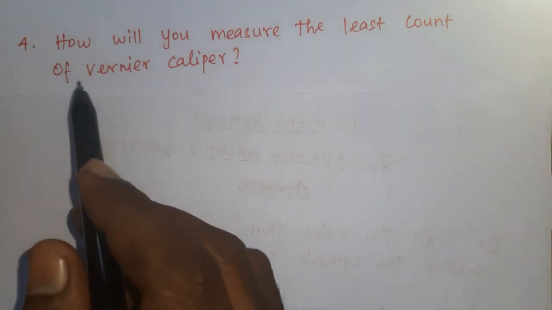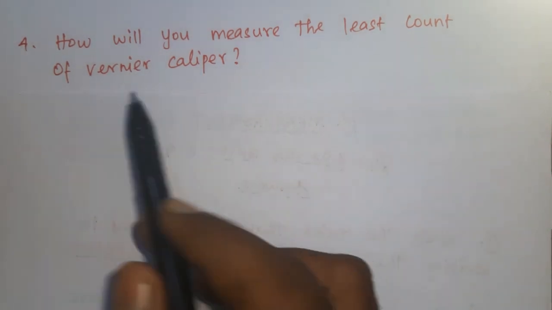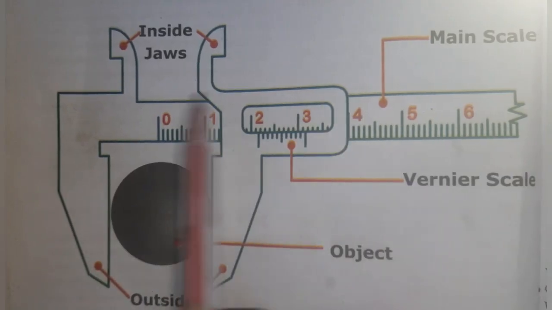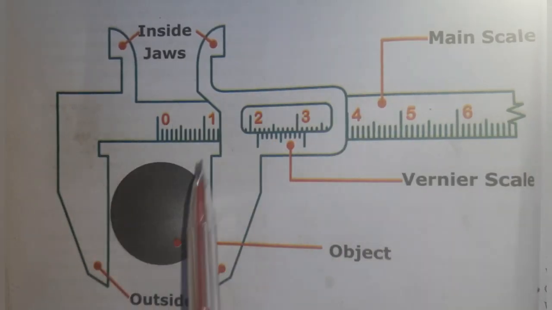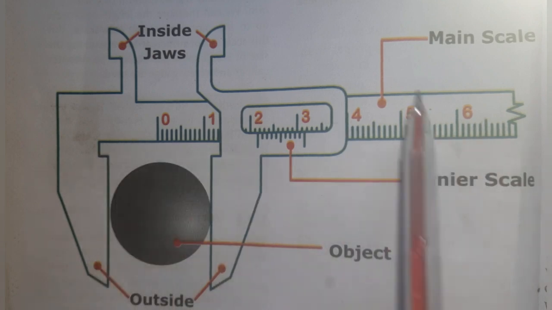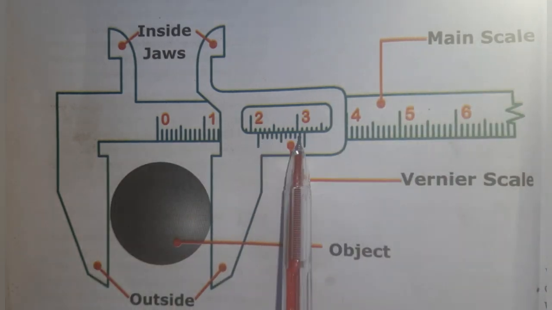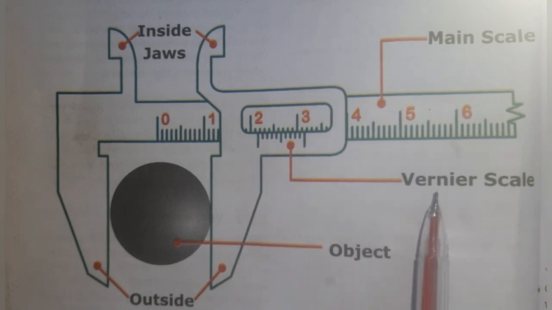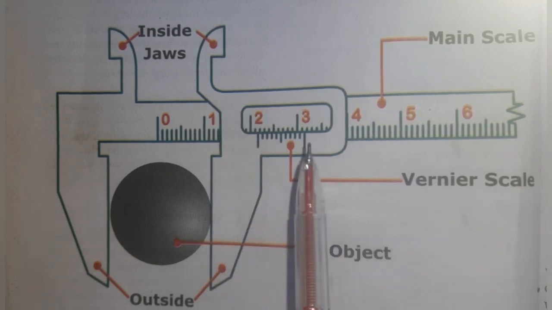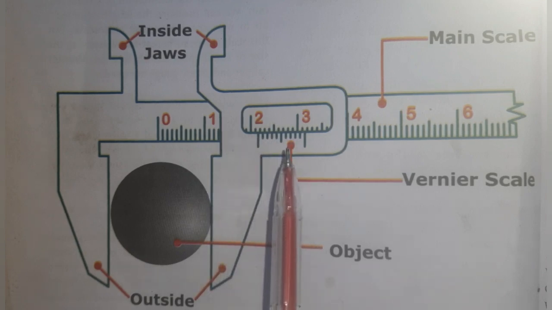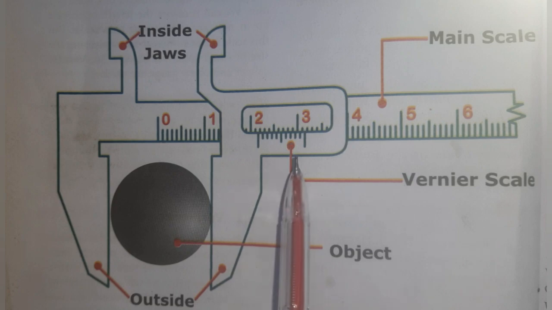Question number 4. How will you measure the least count of a vernier caliper? This is the vernier caliper. The long scale is the main scale. The short scale is the vernier scale. Least count is nothing but the least value that the device can measure.